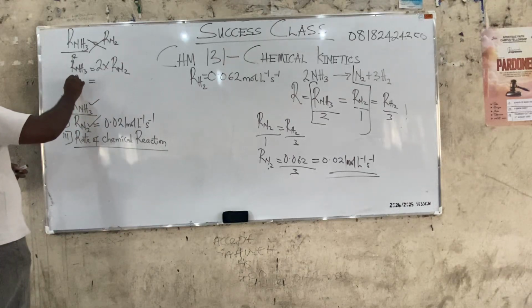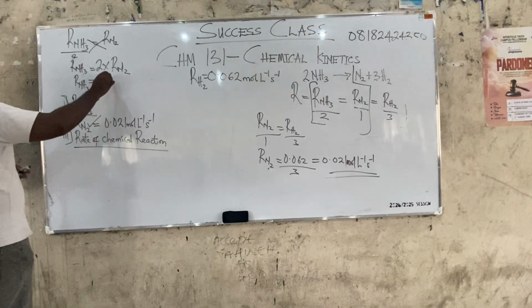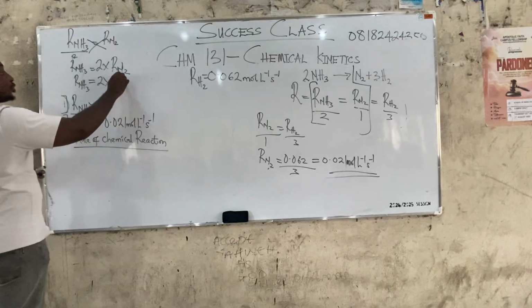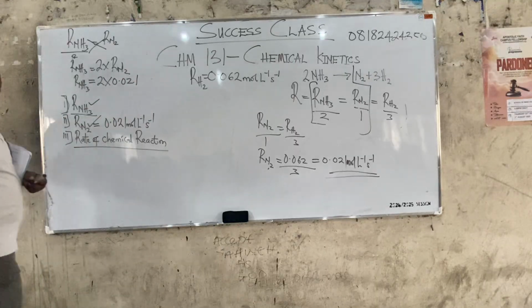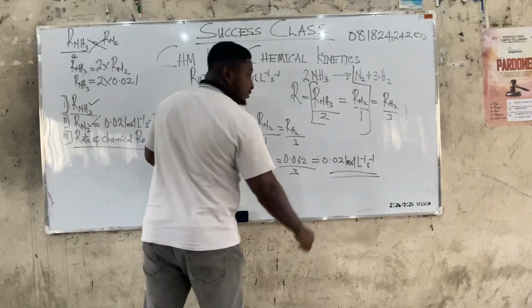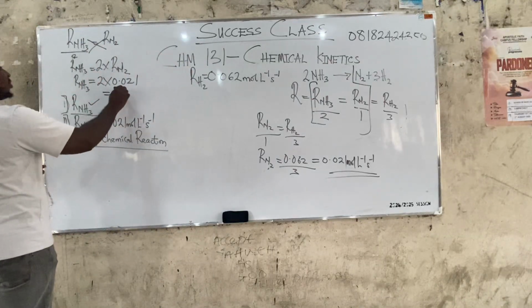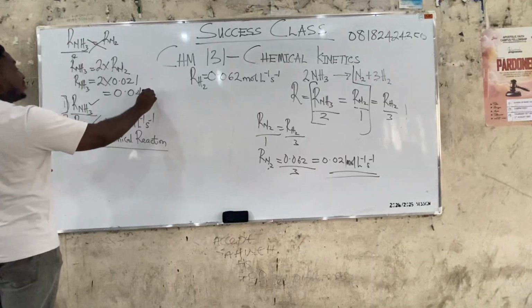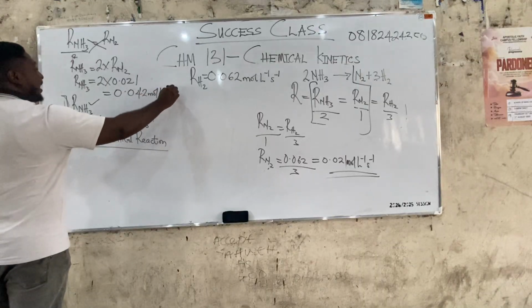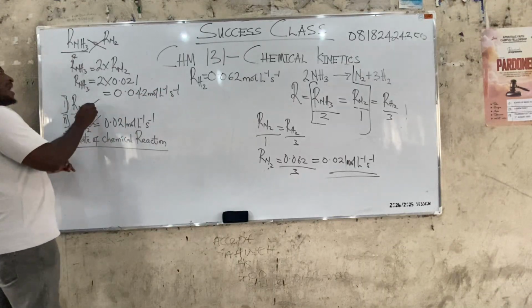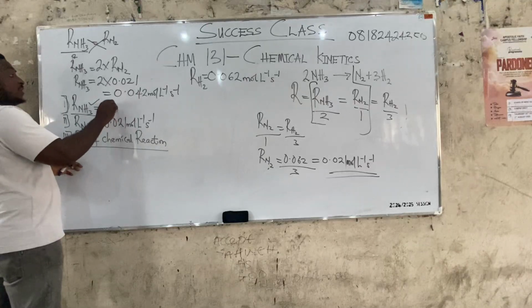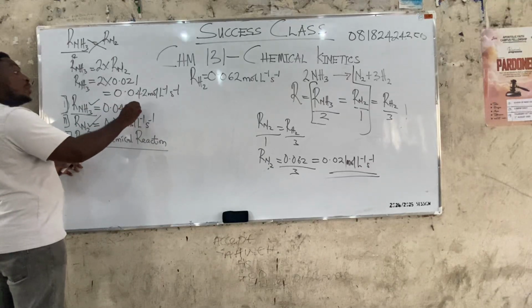So Rn3, follow me. So what's Rn2? 0.021. This is Rn2 here, right? So what is 2 multiplied by 0.021? 0.042 mole per liter per second. So my Rn3 I just got is 0.042 mole per liter per second.